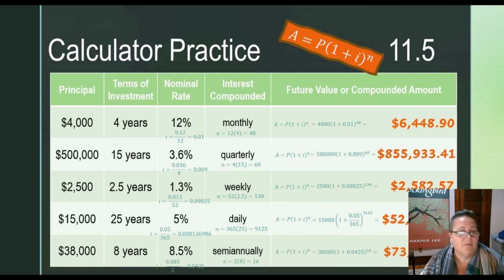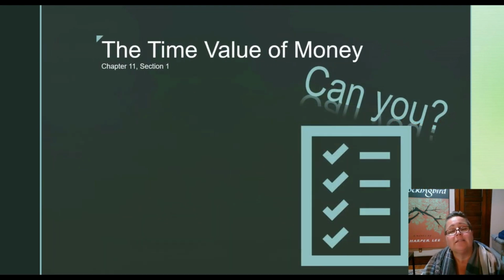I would say probably the hardest one is the $15,000 for 25 years at 5% compounded daily. That's like the example that we just went through, where it's probably to your benefit to keep the 0.05 divided by 365 rather than typing out all of the numbers. So that would be the only one. All right. That is the last bit of Chapter 11, Section 1.